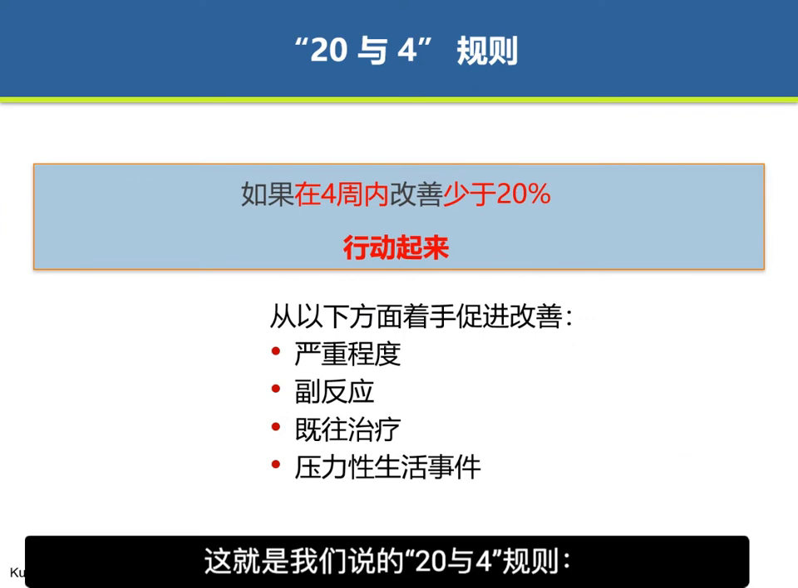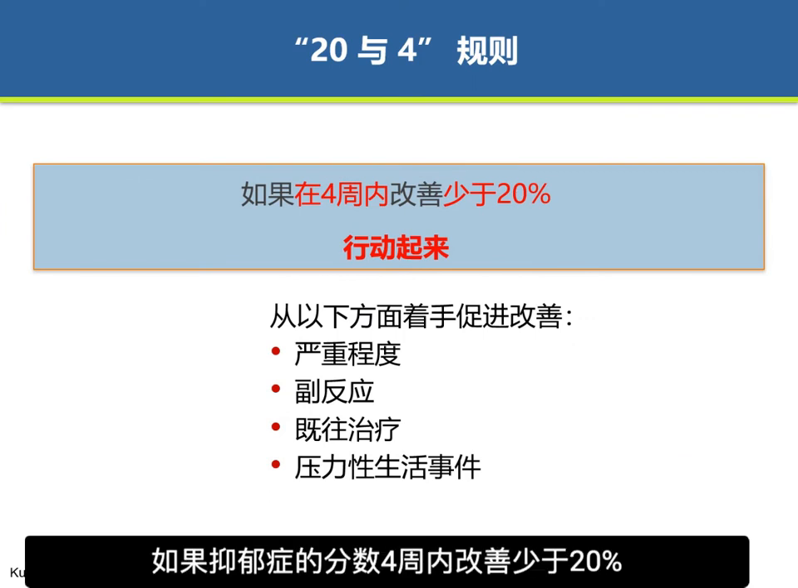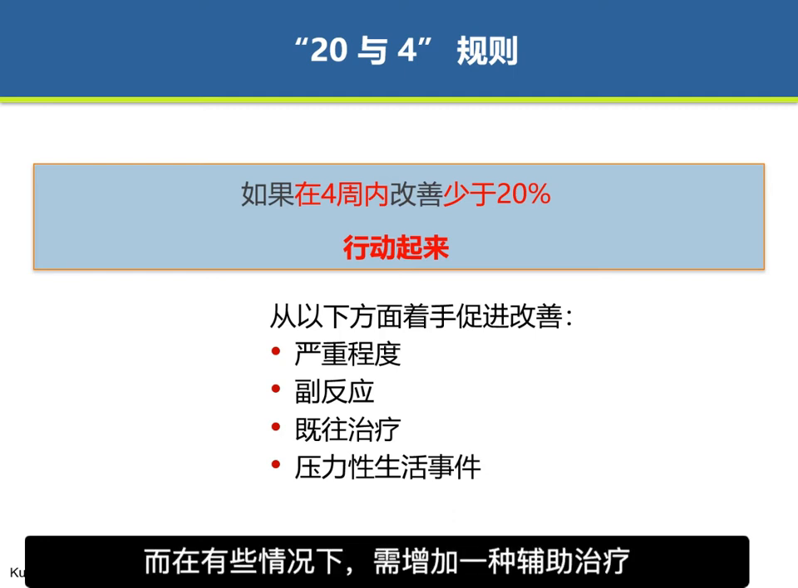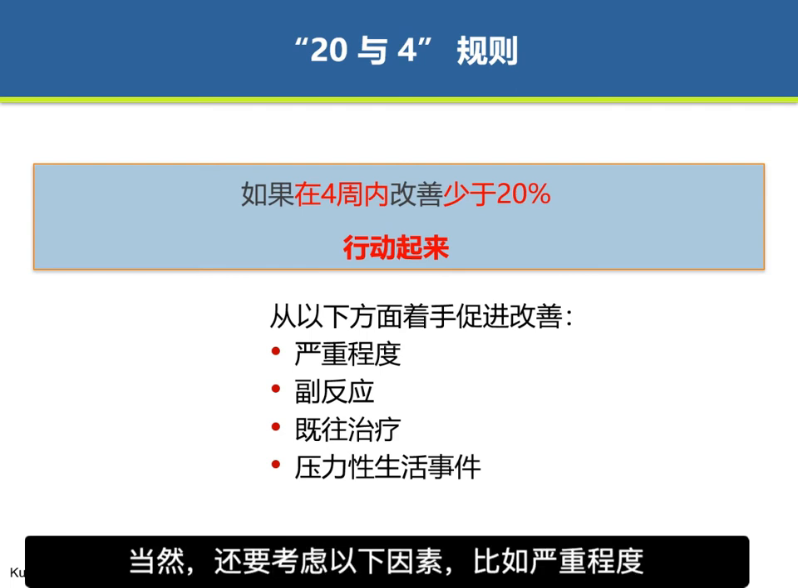So this leads to our 20 and 4 rule, which is if there's less than 20% improvement in depression scores in 4 weeks, you should do something. And by do something, we usually mean increasing the dose of the medication, although it might mean adding an adjunctive treatment. Of course, this also depends on factors like severity.